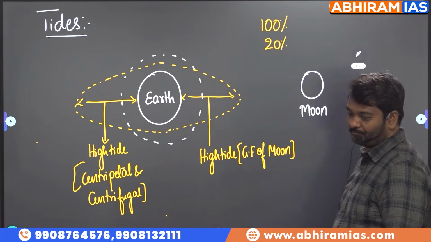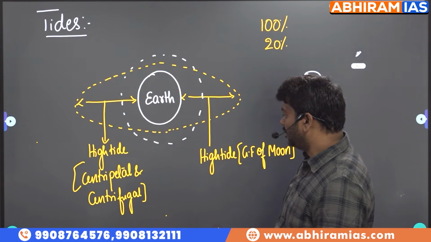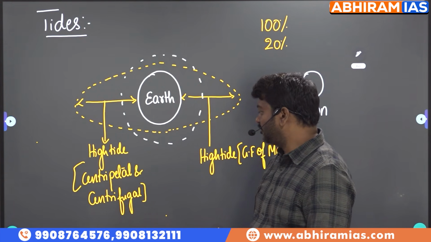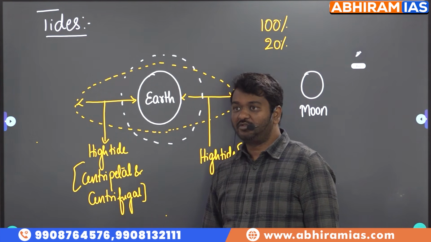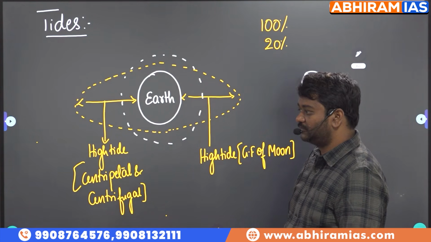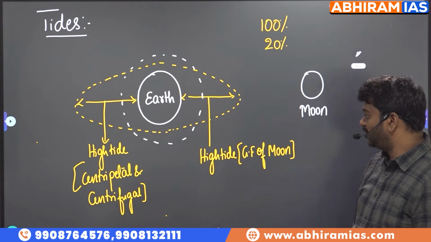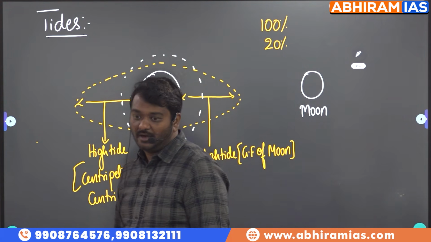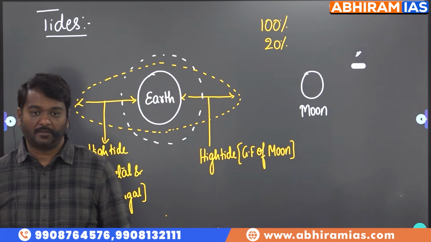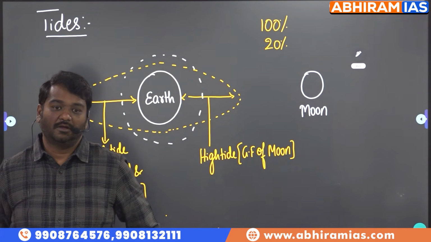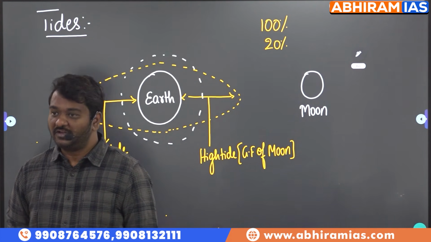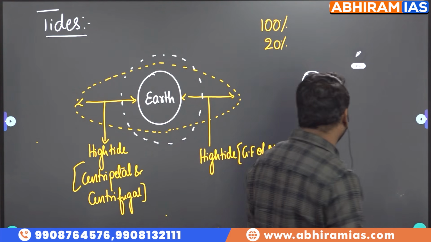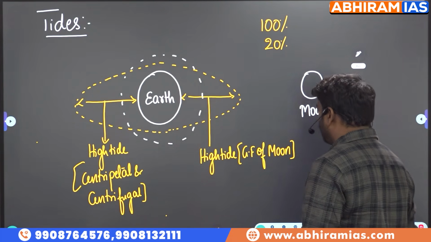Gravitational pull of the sun. And the third factor, centripetal force. Fourth factor, centrifugal force. Fifth factor, depth of ocean water. Water depth is very important for the tides. Sixth is configuration of coastline, that means the shape of the coastline.